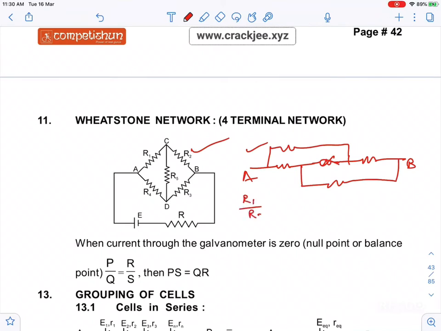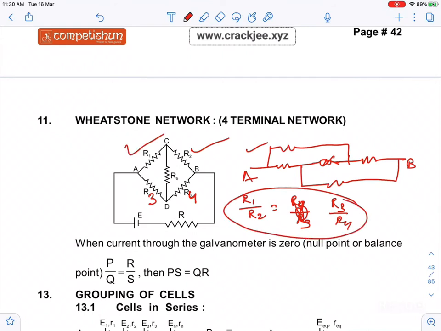So there is no current flowing through this one if R1 by R2 is equal to R4 by R3. Actually, if you write in sequence, you write R3 by R4 here. If this condition is satisfied, this resistance by this resistance upon this resistance by this resistance, the Wheatstone bridge is said to be balanced. In the case of a balanced Wheatstone bridge, no current flows through this resistance. You can open it and directly write R1 and R2 in series.